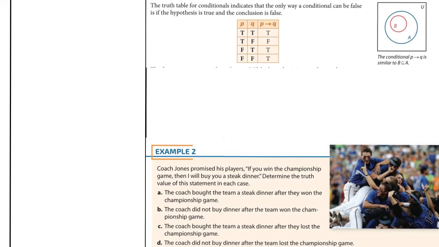C, the coach bought the team a steak dinner after they lost the championship. He still bought them steak, but they lost the game. So it's true, the hypothesis was not met, so the coach had no obligation to buy them steak. But he did it anyway because he was a nice guy. So therefore, it is a true conditional.